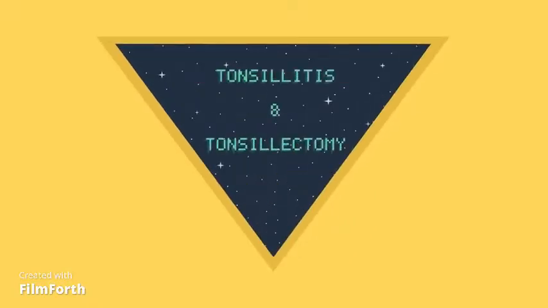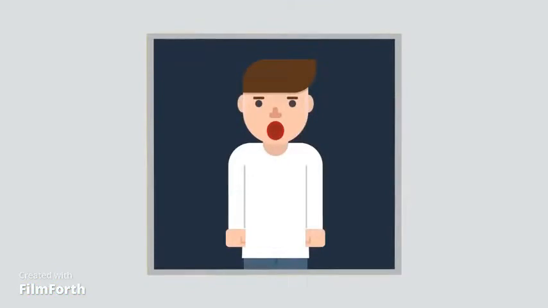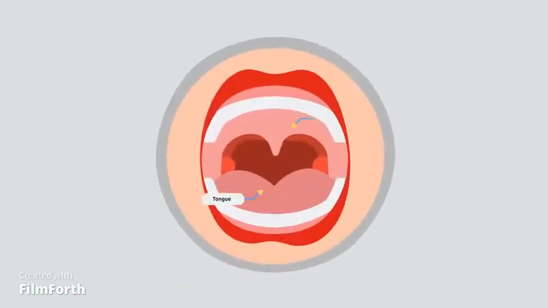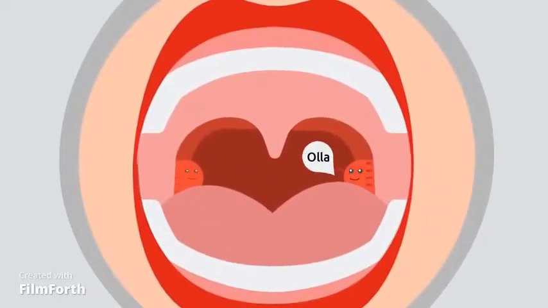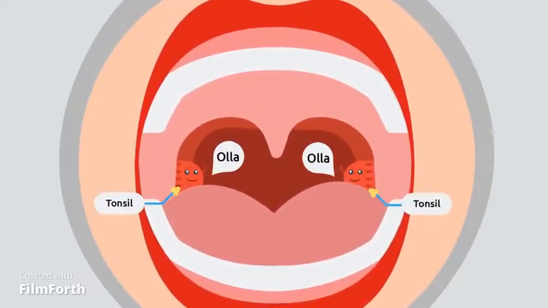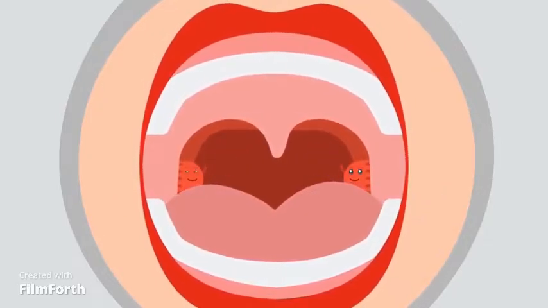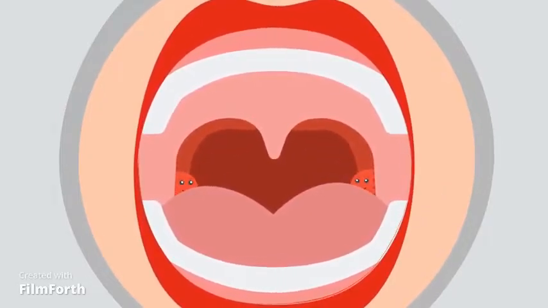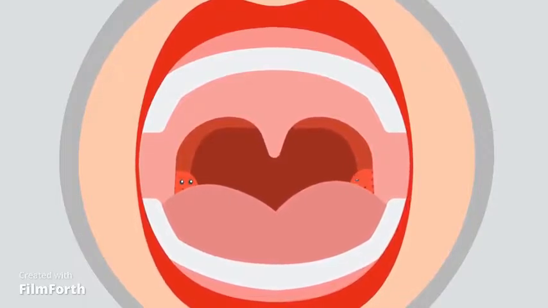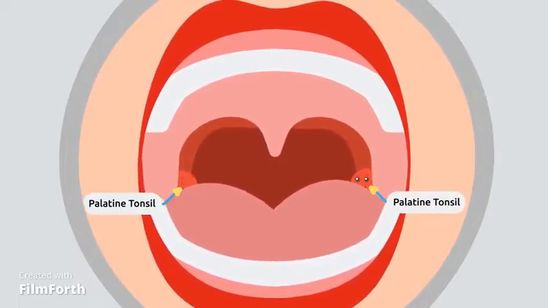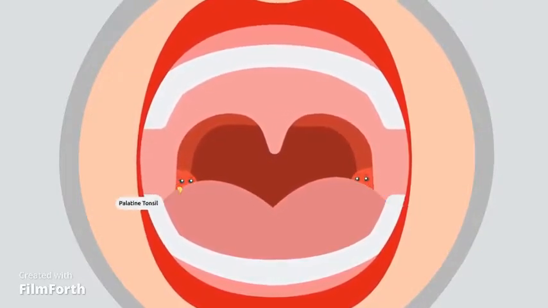Tonsillitis and tonsillectomy. When a person opens his mouth, there are a lot of things you can see. One of the most important organs that help fight off infection is among them, also known as the tonsils. Tonsils are often overlooked when you open your mouth. This is because they are often small and hidden between the 2 arches. These tonsils are known as palatine tonsils due to their location near the palate, or the roof of the mouth.